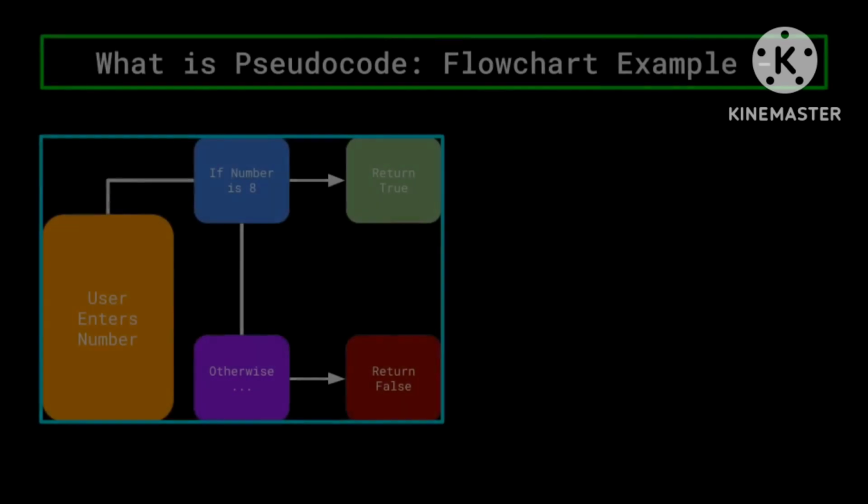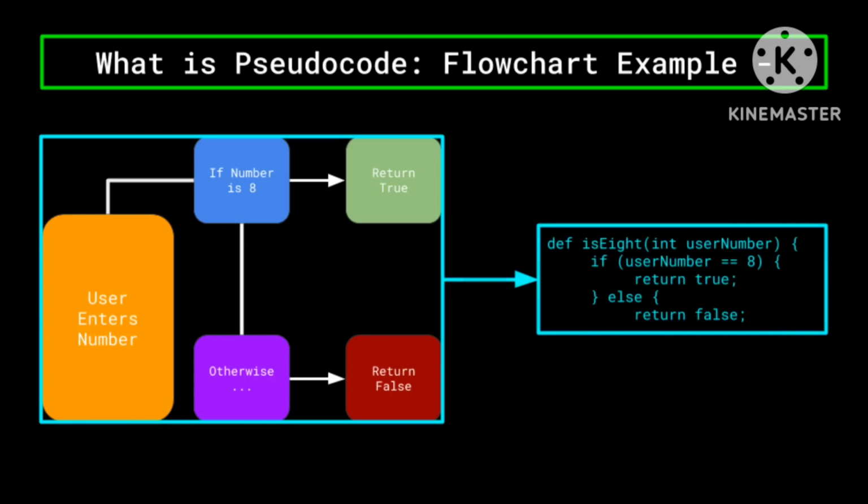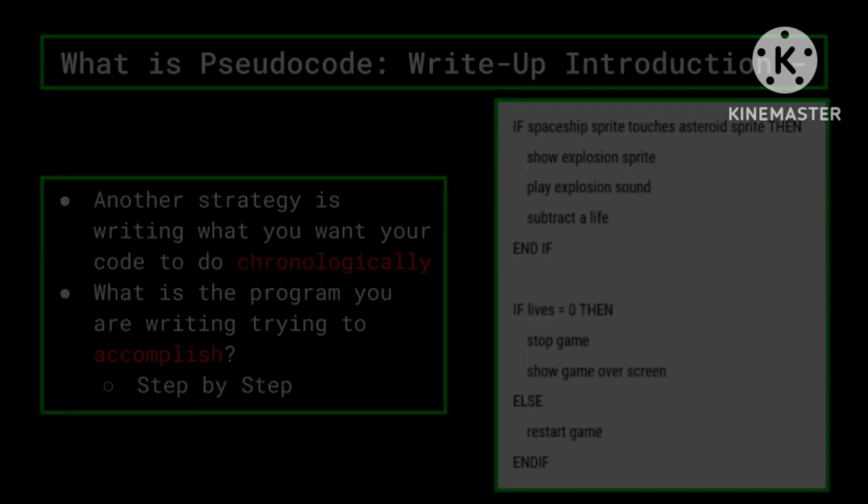The best part is that when you have finished testing cases, you can simply convert the blocks into programming statements, and you have a well-written function without any debugging. Another popular pseudocode technique that is often used is to simply write out what you want your code to do chronologically. Don't necessarily think about what programming statements and functions you want to use, just jot down, from start to finish, what it is the program you're writing is going to do step by step.